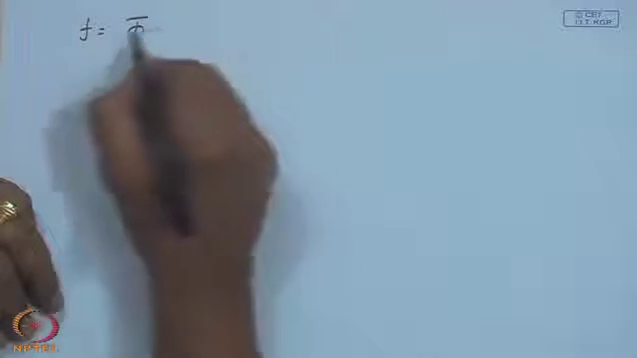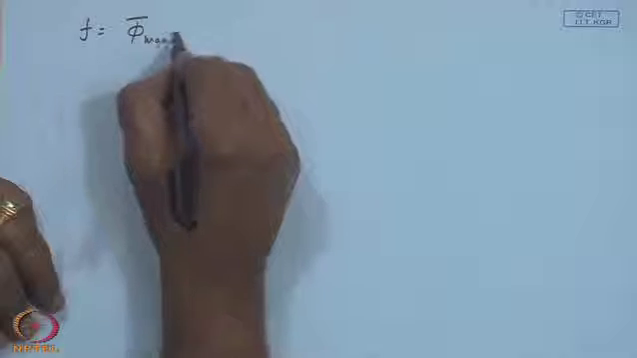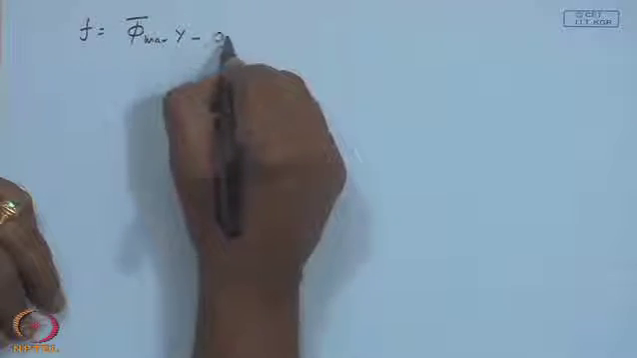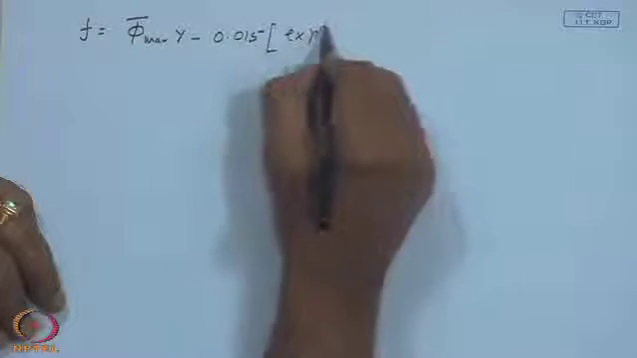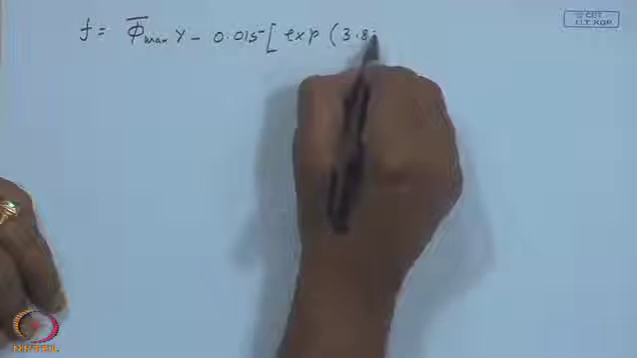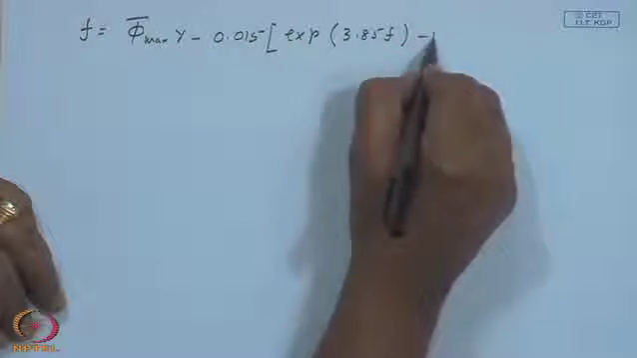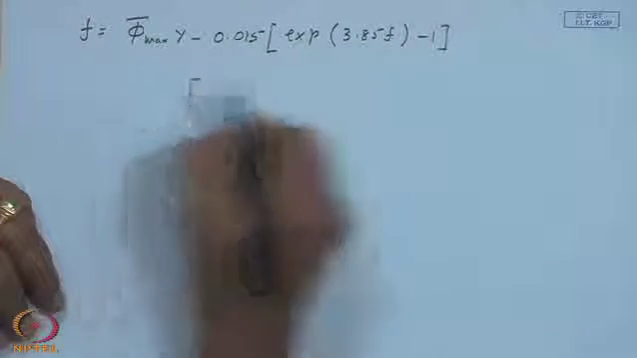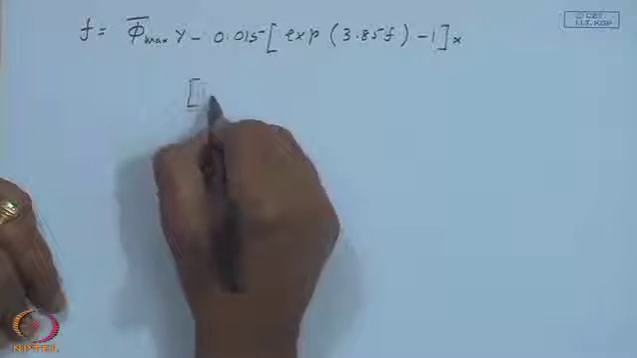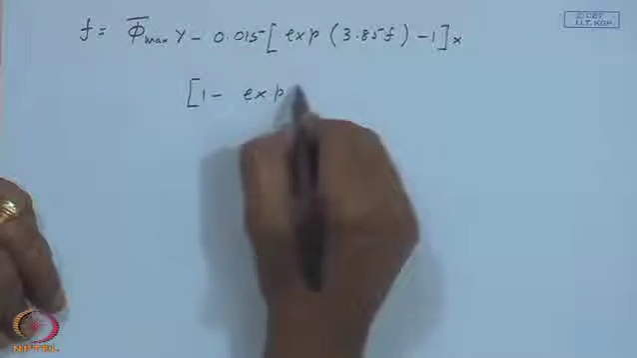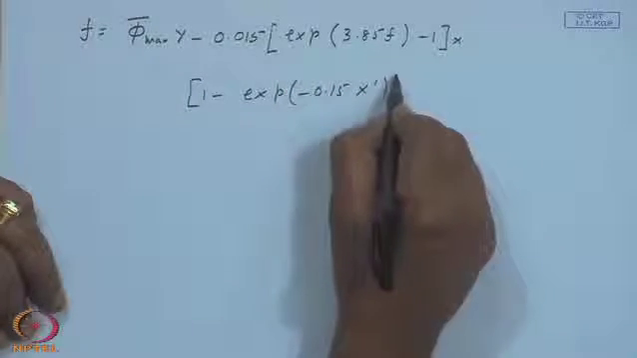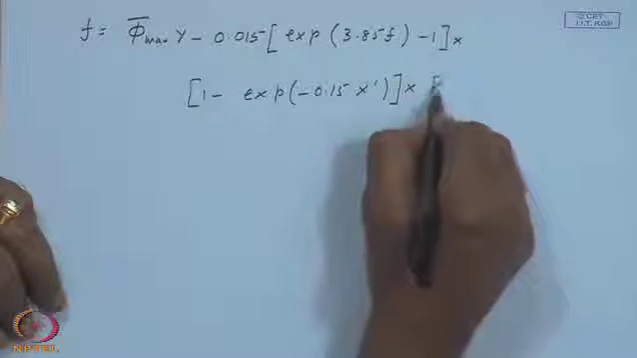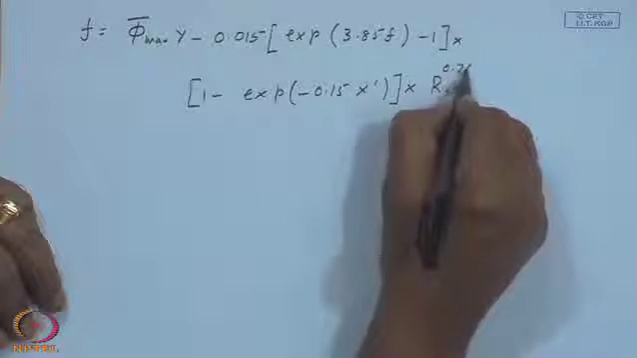So, F is phi bar max y minus 0.015 exponential 3.85 f minus 1 times 1 minus exponential minus 0.15 x dashed times R s to the power 0.76.